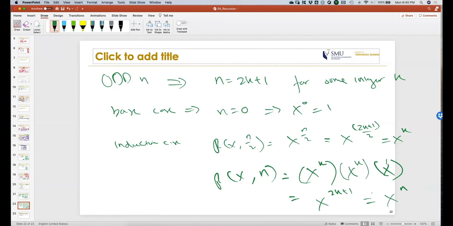Okay. Let me see in the Teams. Okay. So in the inductive step, why is x to the n over 2 equal to x to the power of k? Well, because n is equal to 2k plus 1, right? And so n over 2 is 2k plus 1 divided by 2. So that is why we have k.